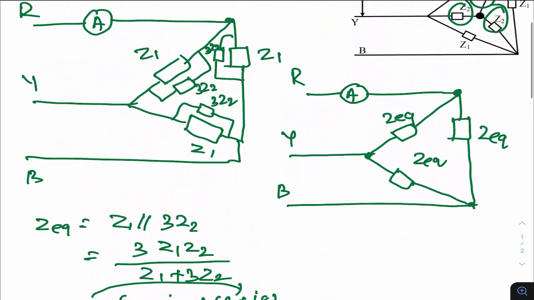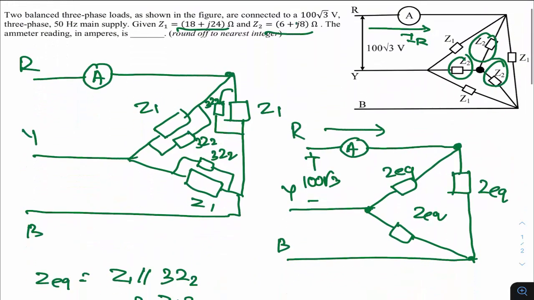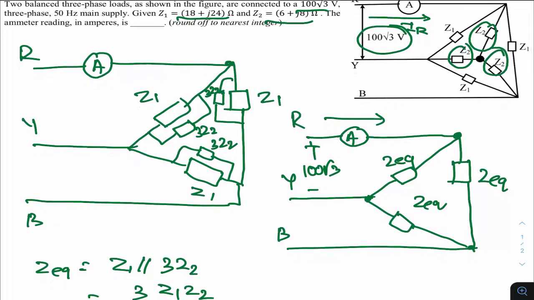Okay, so which current do we need? We need this current. Do you know this voltage? Yes. How much is given? This voltage is given as 100 root 3. So basically I need this current, right? This is the current which is going from the R line. So this is nothing but the line current.